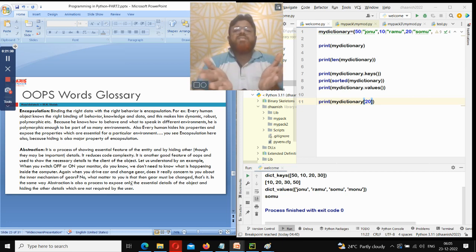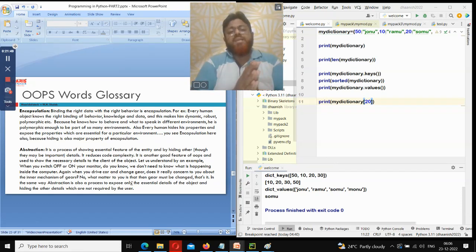Okay, what do we achieve with binding? Binding the right data with the right behavior helps us to hide something and expose something. Please understand, that's basically the property which we get by achieving encapsulation. The advantage I get by achieving encapsulation.